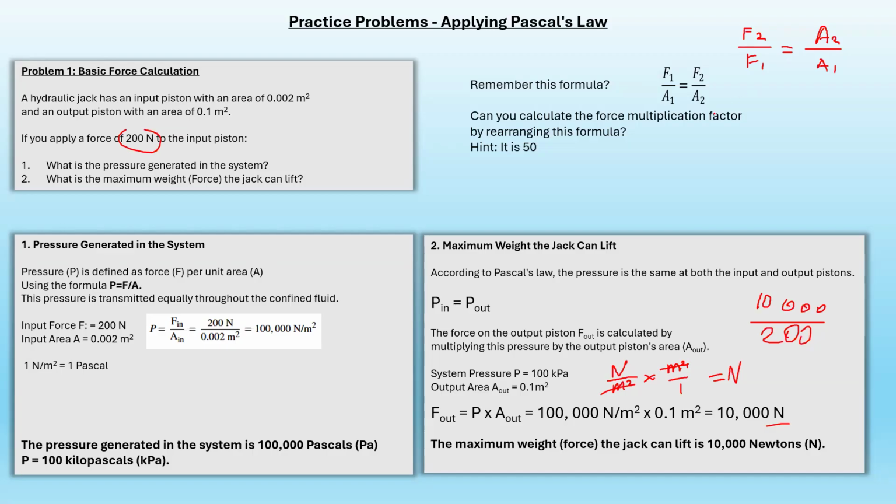Once we get the multiplication factor right here, that can save us a lot of time, because once we have that, in many cases, we don't have to go through all kinds of calculation steps. In this case, we have 200 newtons. Once we establish that multiplication factor, just multiply by 50, and here you go. You got the weight that can be lifted.